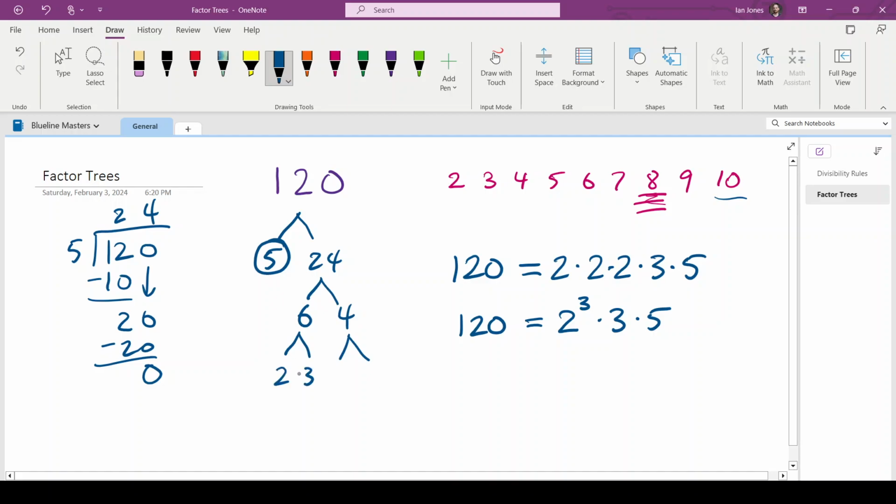6 is 2 times 3, and those are both primes, so that part's done. And here's 2 times 2. And since we have only primes at the end, we have once again that 120 is 2 times 2 times 2 times 3 times 5. Exactly the same answer again. There's how we use factor trees.